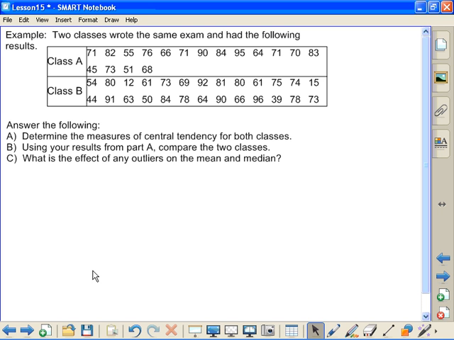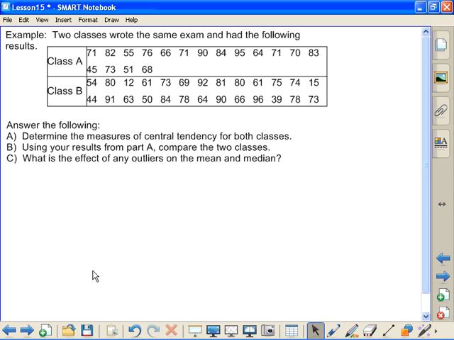For the first example, I have two different classes. Let's take, in our case, perhaps two English classes. One class is a little bit larger than the other, and they wrote the same exam, and these are the results from those exams. Part A wants us to determine the measures of central tendency for both classes.